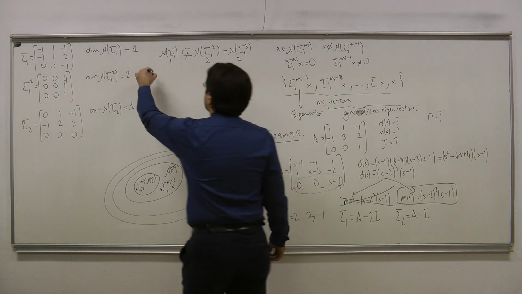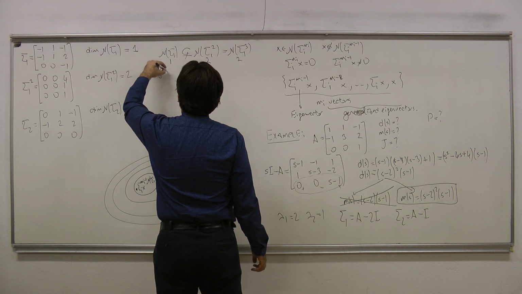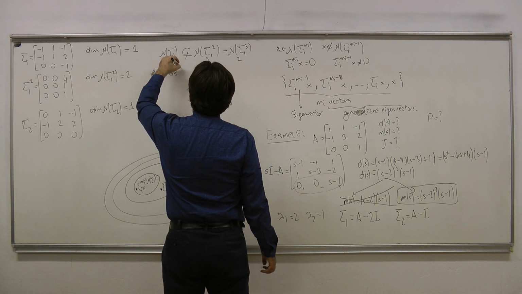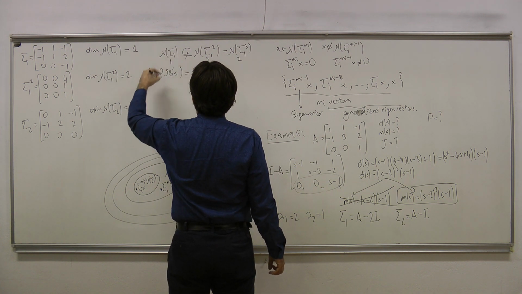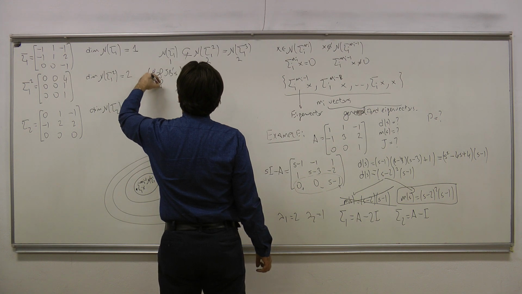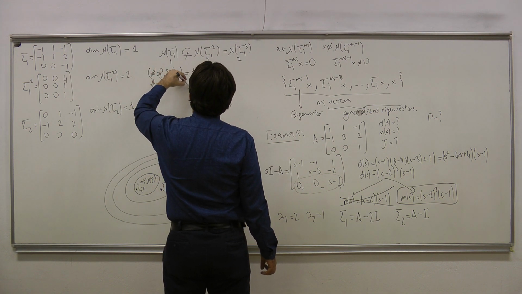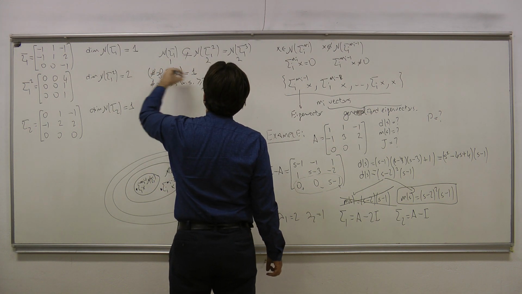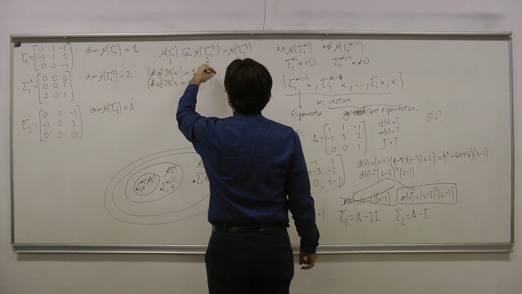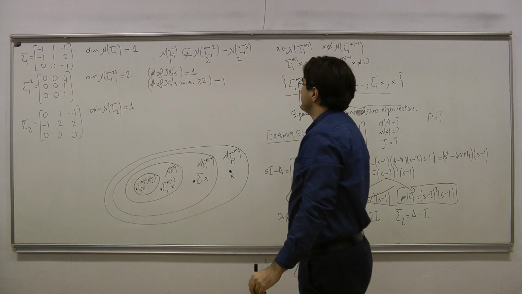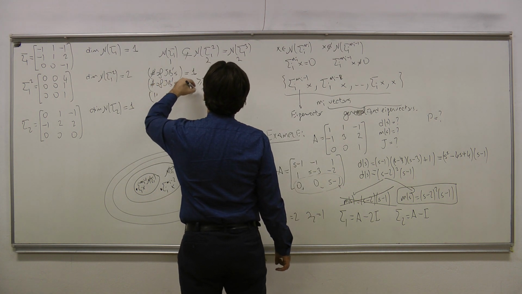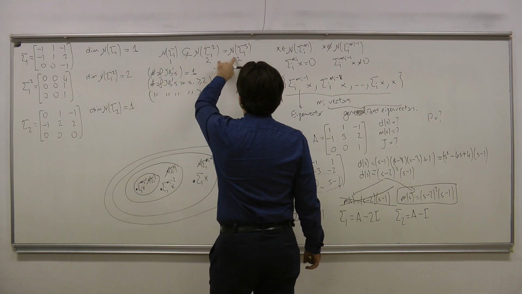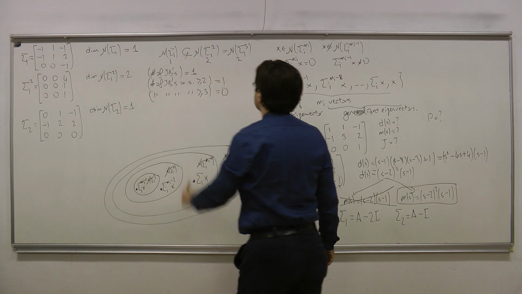So let me write here. Number of Jordan blocks is going to be equal to 1, this dimension, and the number of Jordan blocks with size larger than or equal to 2 will be this difference. It is 1. And what about the number of Jordan blocks with size larger than or equal to 3? It is this difference. Then it's going to be equal to 0.